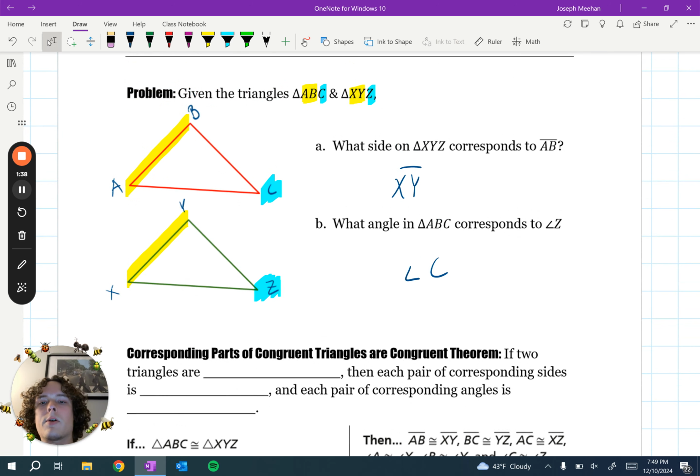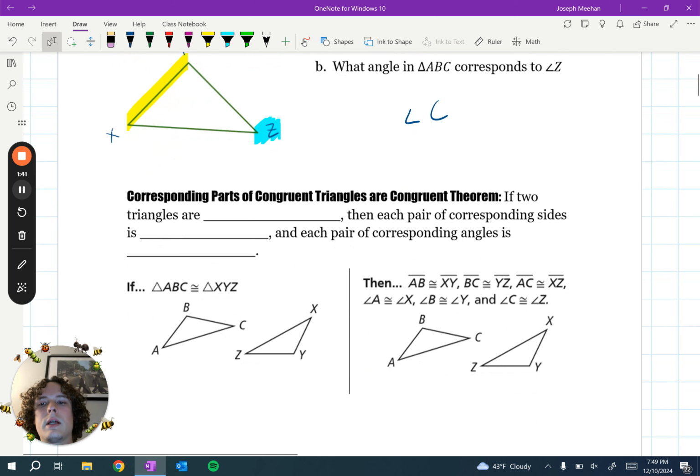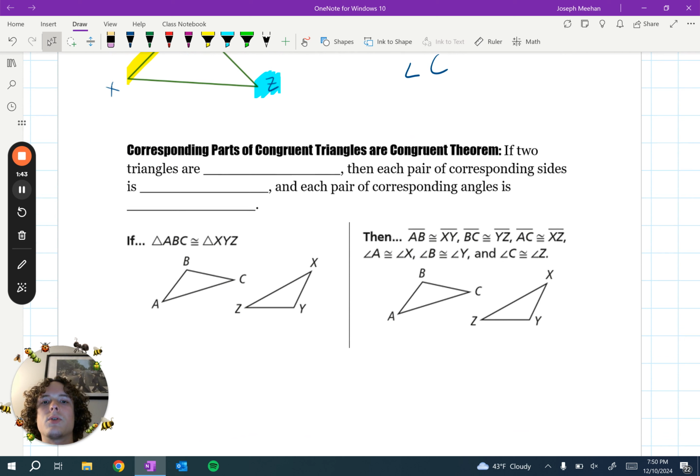So what we just talked about are corresponding parts of congruent triangles, okay? And that'll bring us to the corresponding parts of congruent triangles are congruent theorem. So if two triangles are congruent, then each pair of corresponding sides is congruent, and each pair of corresponding angles is congruent. It's literally in the name of this theorem what it means. If you have two congruent triangles, then corresponding parts of those congruent triangles are congruent. That's exactly what it means.